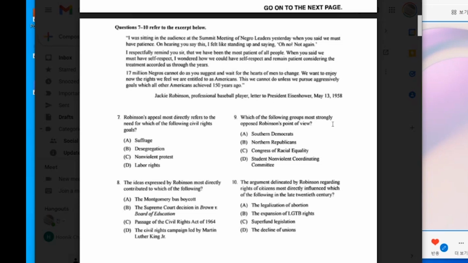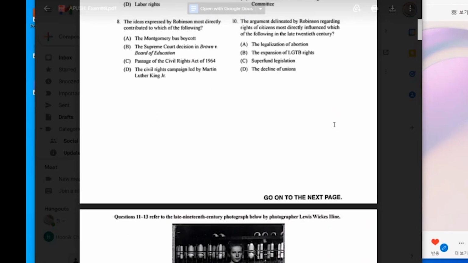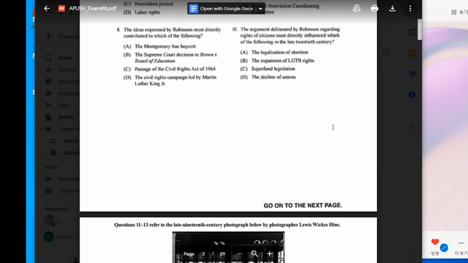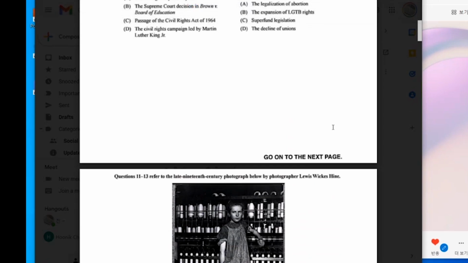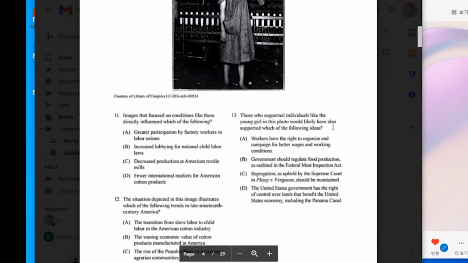Question 10. B. B. Why do I feel like you have some reservation regarding this? Oh, no. No? Okay. So yeah, the expansion of LGBT rights. This was also designed to evaluate the influence of the civil rights movement on other political reforms, such as choice B, right? Yeah. What about 11? B.